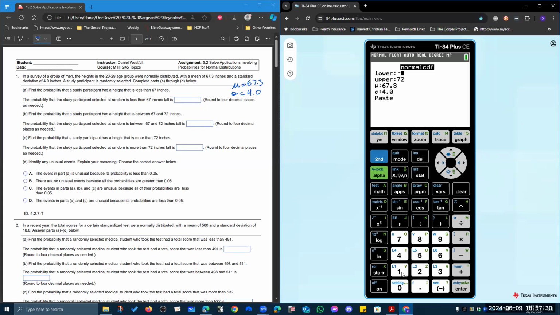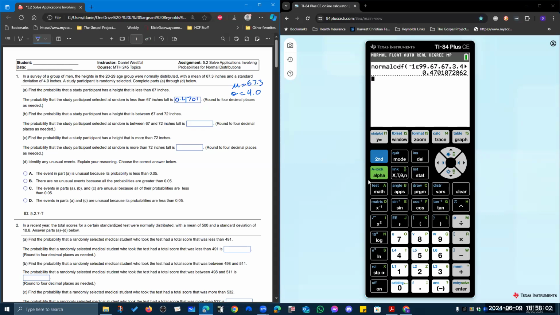So anything less than that, we're going to go to negative infinity. 67 here. And paste. And this is going to be 0.4701.